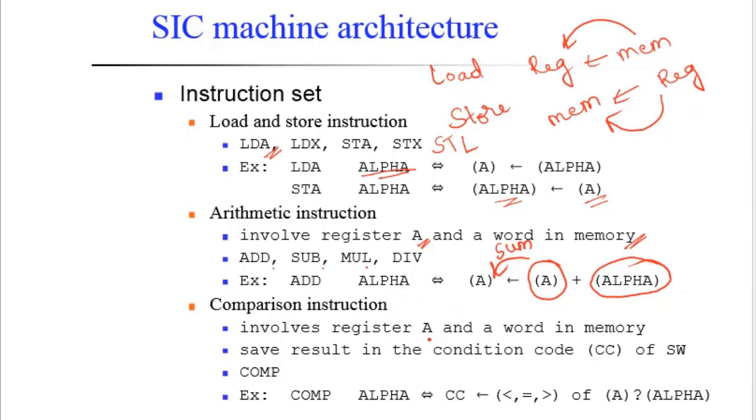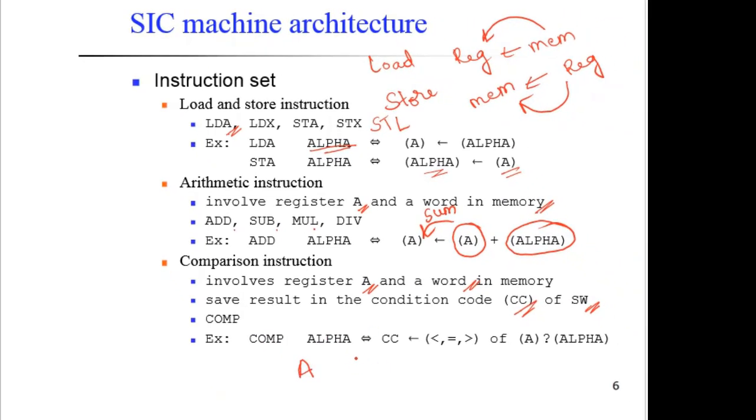Again, the comparison instruction involves accumulator as well as a word in memory, and whenever we perform the comparison operation, the comparison result will be stored in condition code. Where is this condition code present? It is present in a register called the status word. Okay. So now here is an example. COMP is an instruction for performing comparison. Compare alpha. What are we trying to compare here? Can we compare only one operand? No, another operand is the default operand, which is accumulator. Accumulator contents are compared with the contents of alpha.